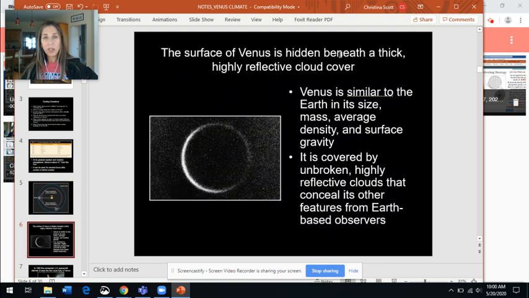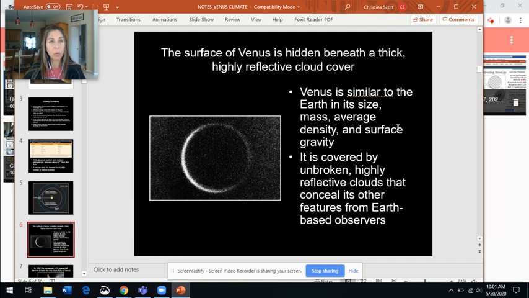Okay, and the surface of Venus is hidden behind a thick, highly reflective cloud cover. Venus is similar to Earth in its size, mass, average density, and surface gravity, too. It is covered by unbroken, highly reflective clouds that conceal its other features from Earth-based observations.